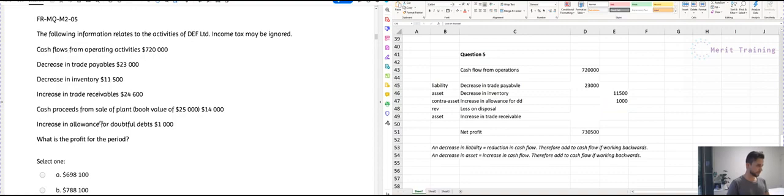So where is this currently? So loss on disposal. So cash proceeds from sale of plant, book value of $25,000. Okay, so there's going to be a loss in there of $11,000, which is basically the difference between the book value of $25,000 and this. So we know that there's going to be a difference between what they've received in cash and what they're actually going to record in the P&L, the difference, $11,000.